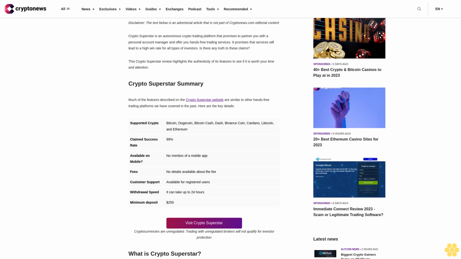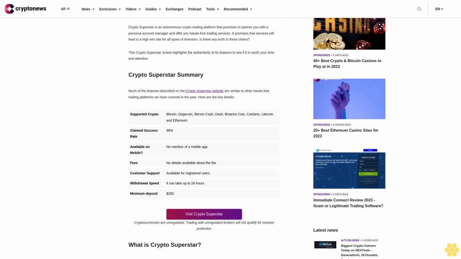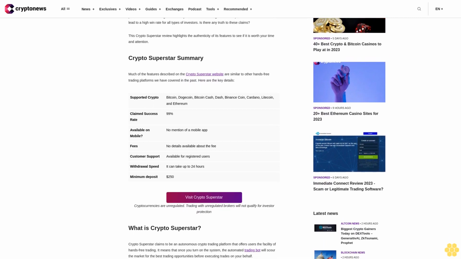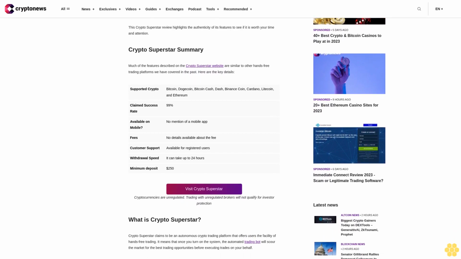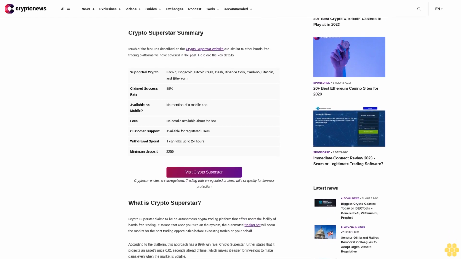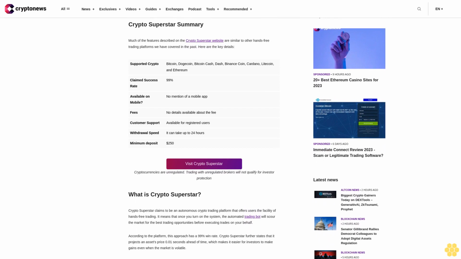Crypto Superstar summary. Much of the features described on the Crypto Superstar website are similar to other hands-free trading platforms we have covered in the past. Here are the key details. Cryptocurrencies are unregulated. Trading with unregulated brokers will not qualify for investor protection.